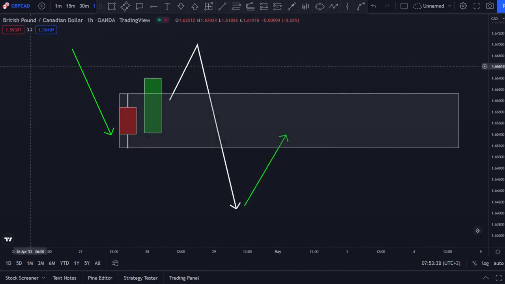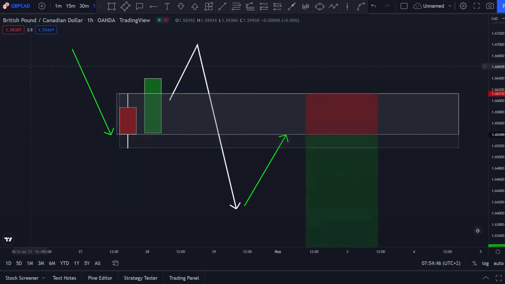Now for the interesting part of the strategy. Drawing the zone. We can draw the zone in two different ways. In this example we can see that we draw the zone from the high and low of the bearish candle before the bullish engulfing candle. Because on the previous pattern we drew the zone from the highs and lows of the bearish candle. On this one it is slightly different.